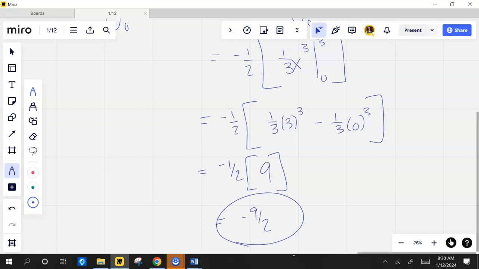What do you think about the antiderivatives and evaluating? You can find an antiderivative, it's easy. Okay. Oh yeah, I did it as 9 divided by, I gotcha.